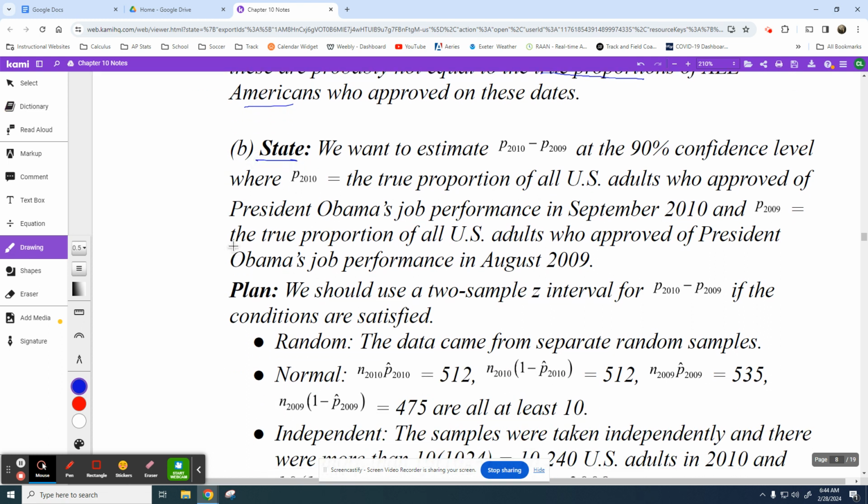So don't forget, we got our state. Don't forget to use context. They want a 90% confidence interval. And then we just label what everything is based on context, okay? So that's our key piece, labeling everything based on context. It's mostly writing.